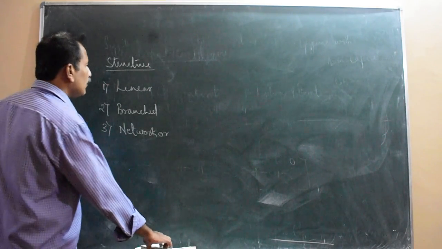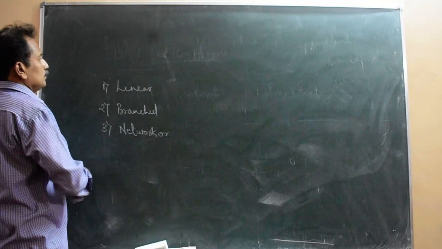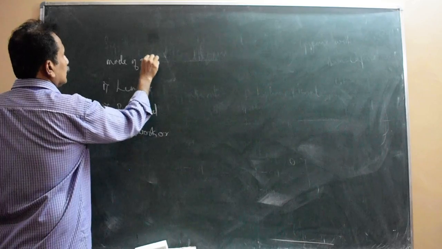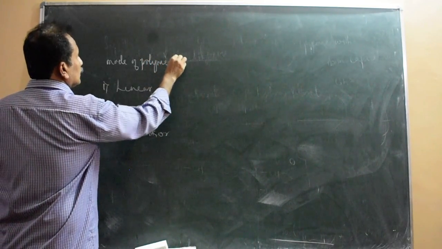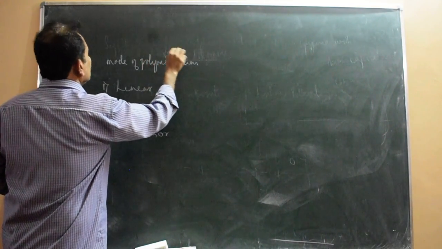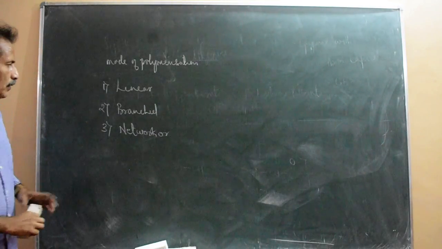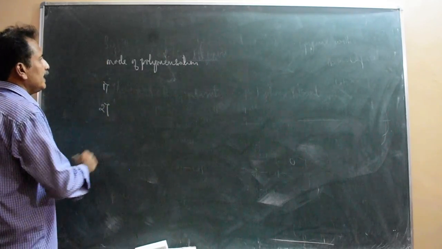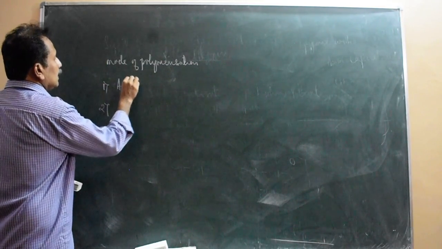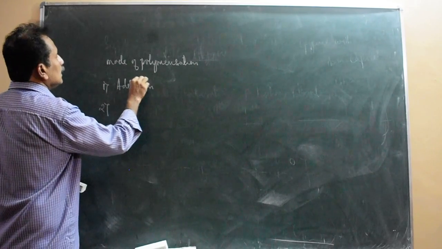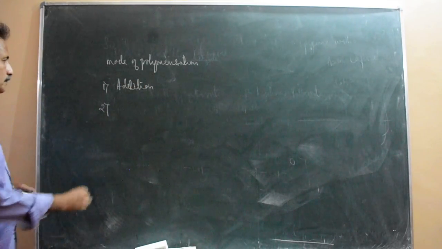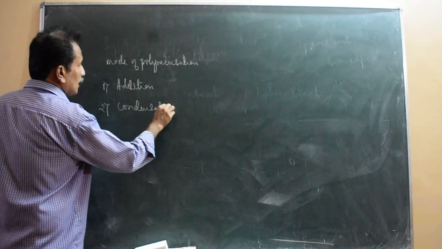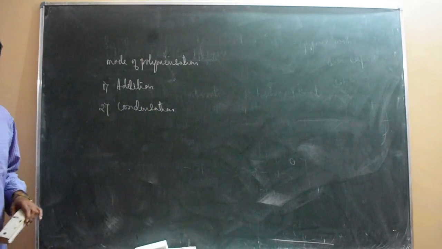After that, on mode of polymerization. So classification based on mode. Here we got two types. One was called addition polymerization. Addition. Next one was condensation. Okay. So this was the third classification.